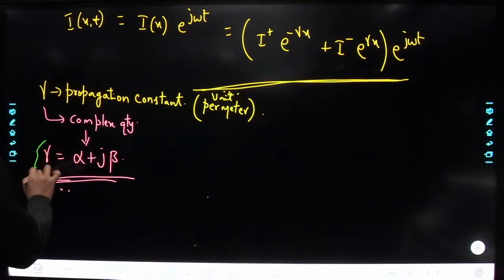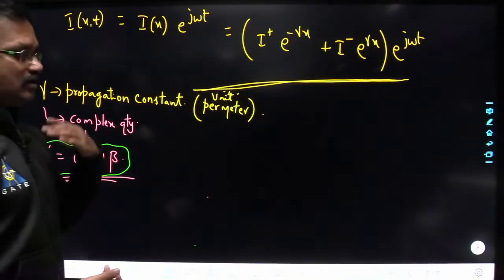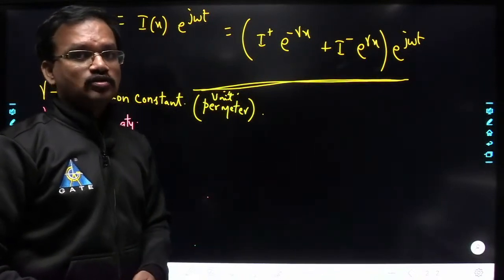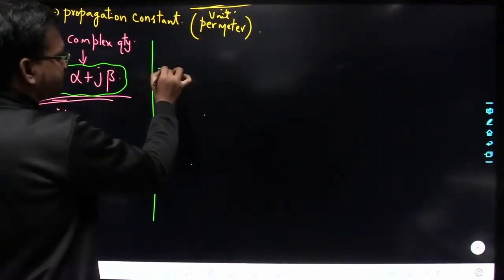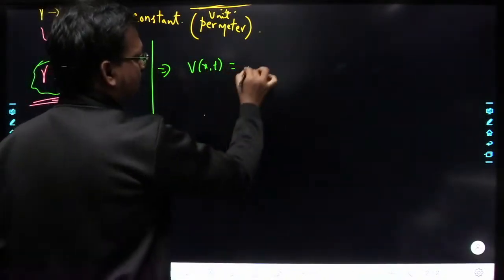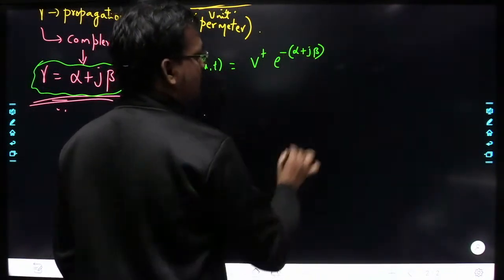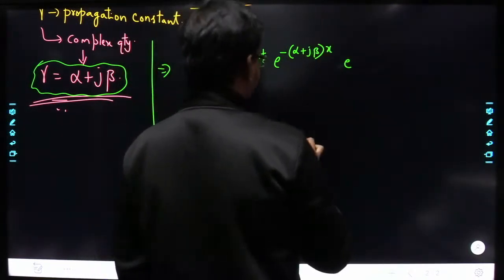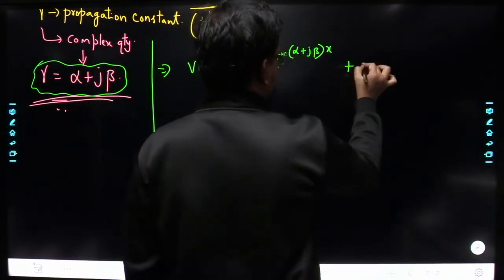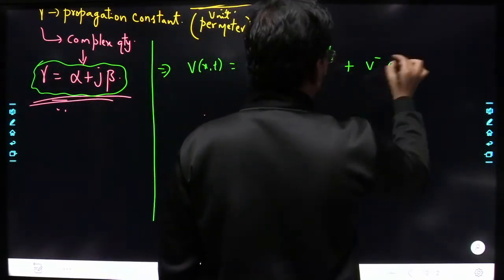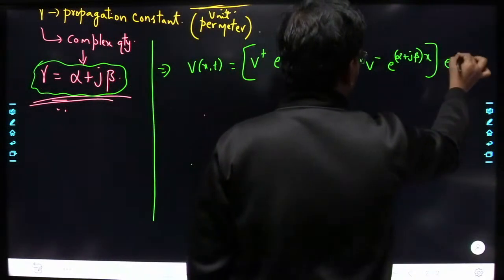As of now, in these solutions I am just going to replace gamma with alpha plus j beta, and then we will observe how these solutions look. So v of x comma t is equal to v plus into e power minus alpha plus j beta into x, plus v minus into e power alpha plus j beta into x, multiplied by e power j omega t.